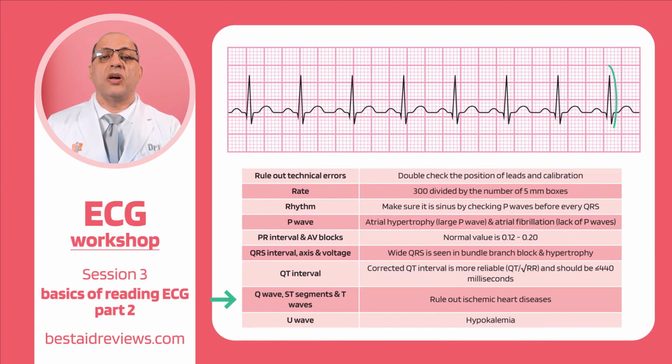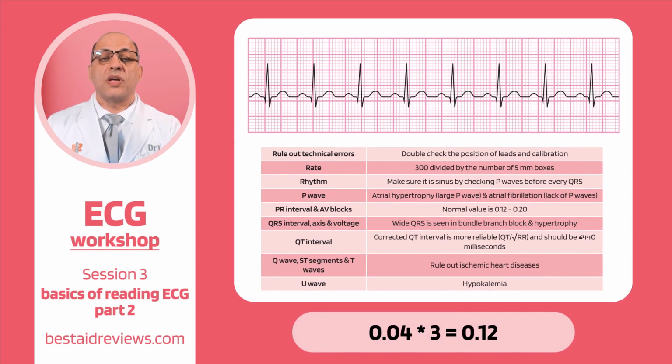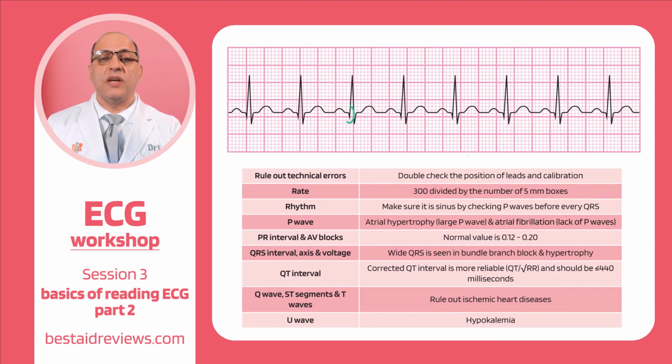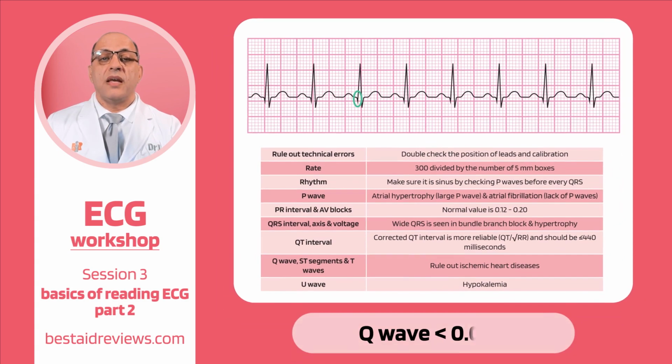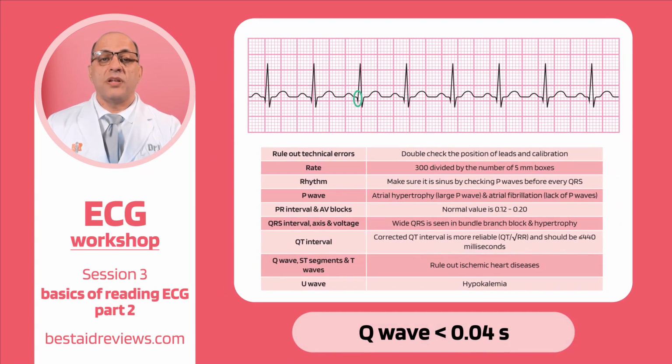Then we look at the Q wave. We look at the QRS complex. If the QRS complex is prolonged, so that means it is more than 3 small boxes, then it is definitely prolonged. Each small box is 0.04 seconds, so a QRS complex that is more than 0.12 is definitely prolonged. Then we look at the Q wave to see if the duration of the Q wave is more than 1 small box, and here it is not. The QRS complex also here is not prolonged.